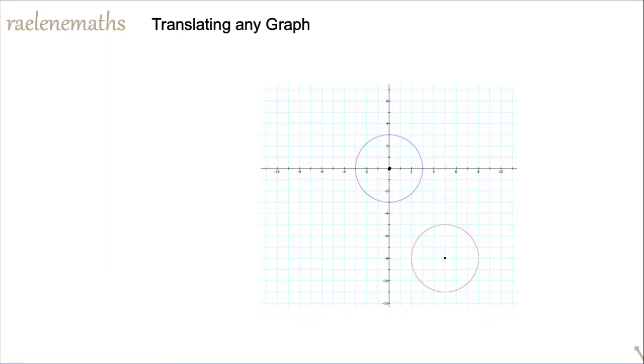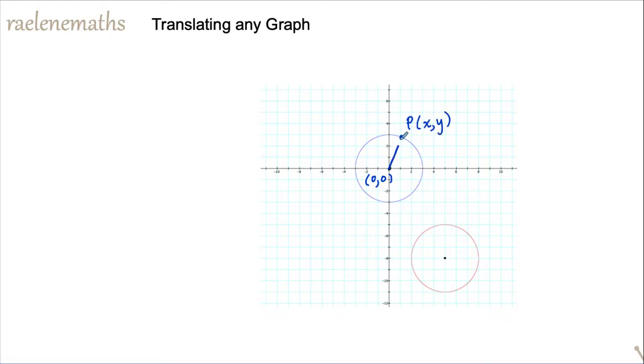In this video we will take a look at translating any graph given a parent function, or a parent graph, or a starting graph. Here we have two circles, a blue one and a red one, both with radius 3. The blue circle has a center at 0, 0, and a point on the circumference can vary, so we will give it coordinates of x, y.